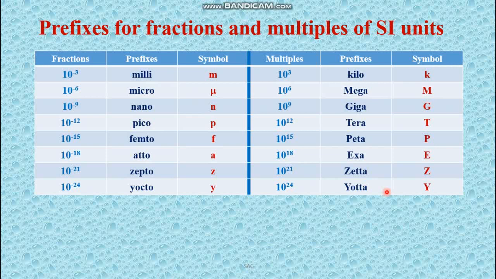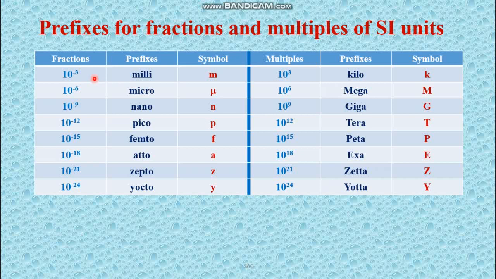Now suffixes and prefixes. If you go to larger units or further smaller units, you can use the same basic SI units, but you have to add some suffix or prefix before their names. So if it is 10 to the power minus 3 times meter, then it becomes millimeter.